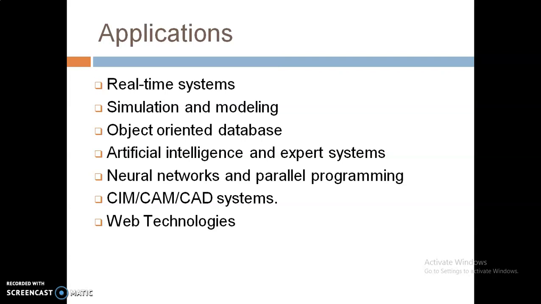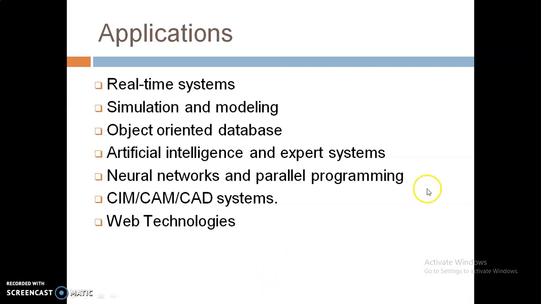Then the next one is artificial intelligence and expert systems. What is artificial intelligence? It is an expert system in a computer that emulates the decision-making ability of a human expert. Expert systems are designed to solve complex problems by reasoning through bodies of knowledge represented mainly as rules rather than through conventional procedural code. We can say in this we have rule-based programming.